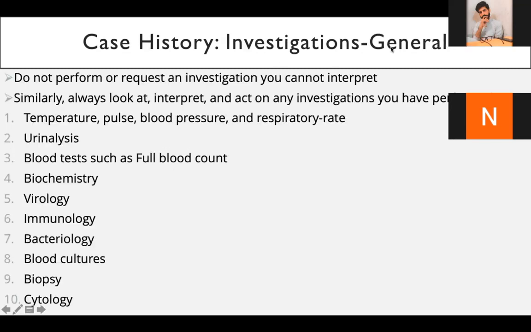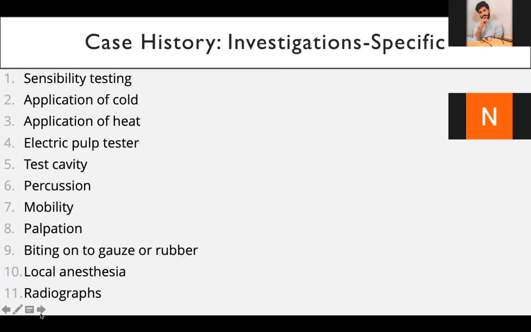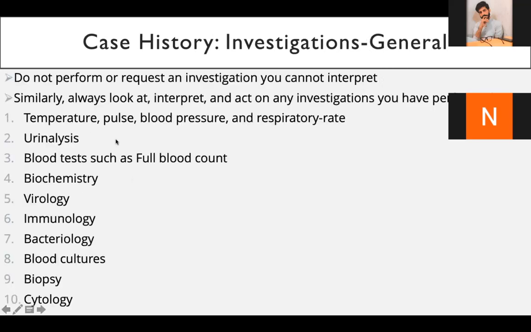And then in the investigation part, there are general investigations, and then there are specific investigations. General investigations include temperature, pulse, blood pressure, all the vitals, and then urinalysis, and blood tests like full blood count, biochemistry like arterial blood, and then virology, immunology, bacteriology. For example, if a person has a rheumatic disease which has a relation to the oral cavity, we need these general investigations to be done. And then blood cultures, biopsy and cytology.